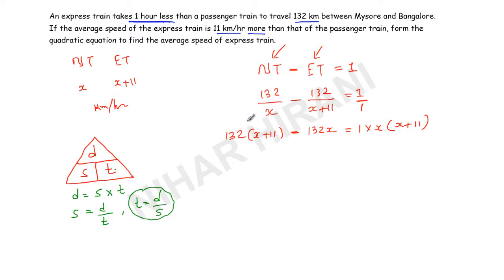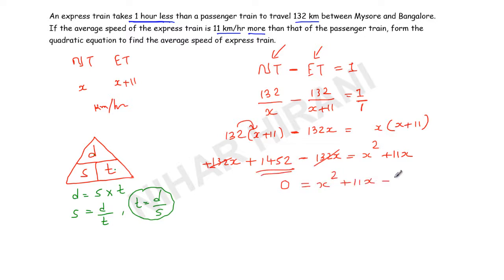Now 132 times x is 132x plus 132 times 11, that is 1452, minus 132x is equals to, this is 1x. Even if you don't write 1, that's okay. X is considered as 1x only. I just wrote it to make you understand. So now this will be x times x, x square, x times 11, 11x, and now this and this will be cancelled because this is positive, this is negative. So what I am left with, 0 is equals to, I will take this value to the other side, x square plus 11x minus 1452.